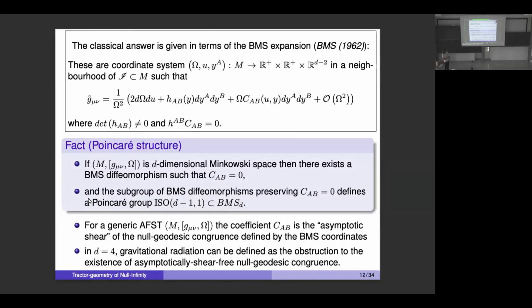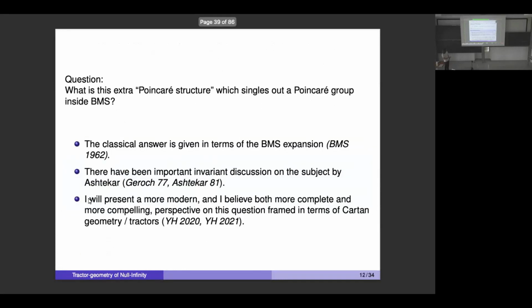In general, you cannot do this. And essentially, the obstructions are gravitational radiation. I'll come back to this. Okay, so there is this classical question: what do you need to pick one Poincaré group inside BMS? There is this classical BMS expansion answer. This is this coefficient. Choose this number, and this does the job for you.